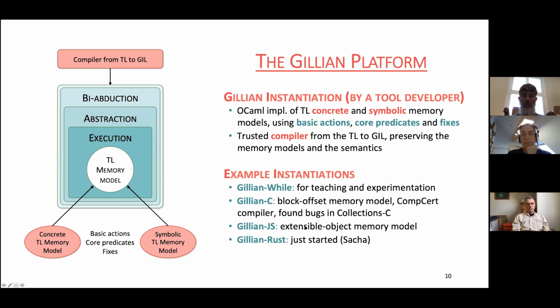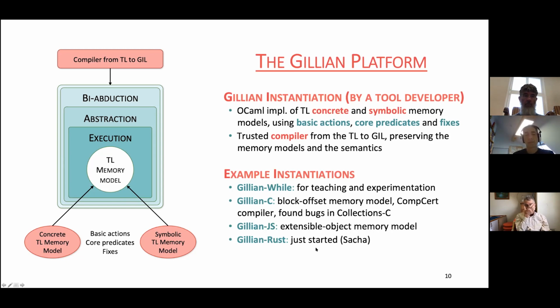We've got Gillian JavaScript, and we've got a different memory model going on. It's an extensible object memory model, not the block offset memory model of C. That's why we purposely chose these two languages, because their memory models were so different. And I'll be talking about this further in the talk.